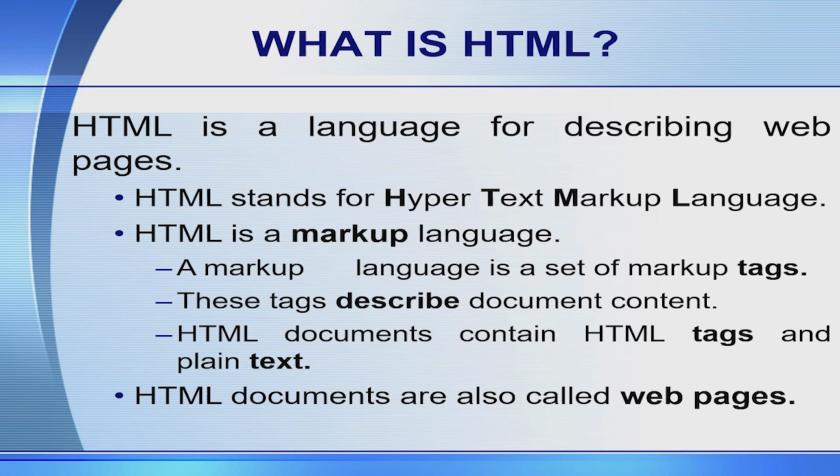A markup language code consists of a set of markup tags. These tags describe the document content. HTML documents will contain HTML tags and plain text. When an HTML document is opened using a web browser, it becomes a web page. Hence, HTML documents are also called web pages.